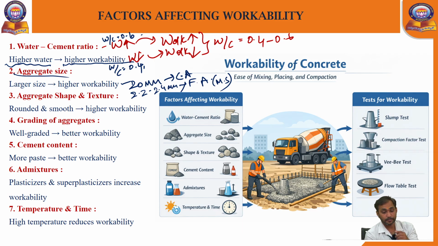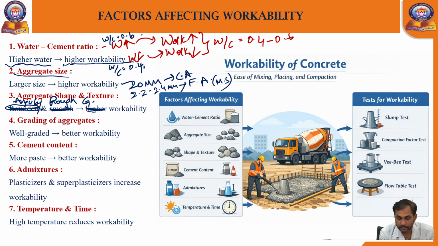For aggregate shapes, most of the part should be selected as angular shape, and the texture must be rough texture. Then the workability will not be too high; it's a good workable concrete. For example, if you have taken rounded aggregates with smooth surface, nothing but pebbles, the workability will be very high. Which one do you want? Good workable nature or high workable nature? It should be good workable nature, not high workable nature.